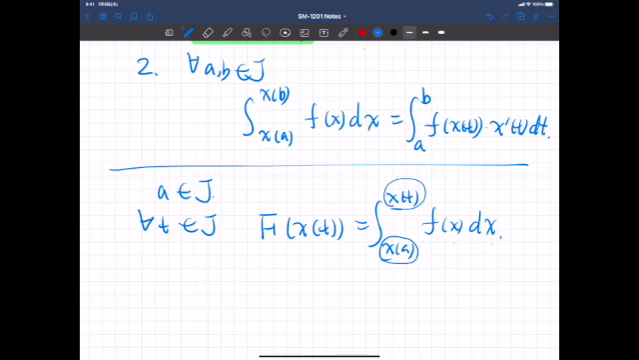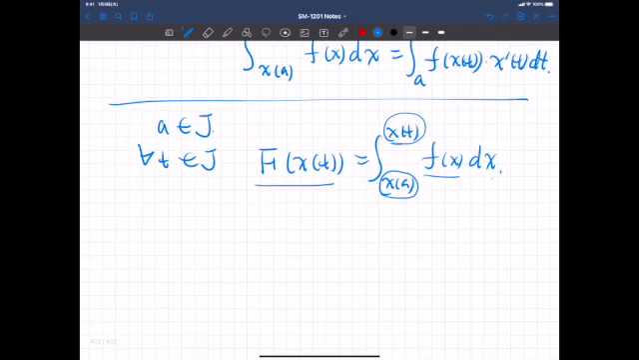Okay, so we integrate f of x as a function of x from x of a to x of t. Then the resulting function is an antiderivative of f of x. And here x of t is considered as a constant value. Okay, so we are fixing some t. But this can be defined for any t within this interval. And then we differentiate both sides. And we can apply the chain rule. Differentiate both sides with respect to t.